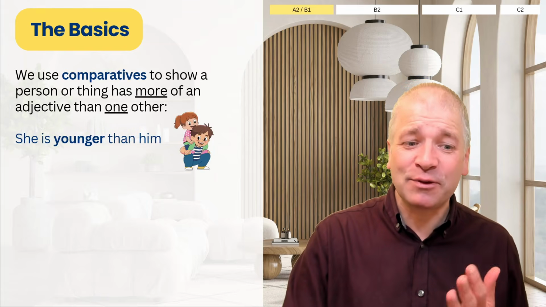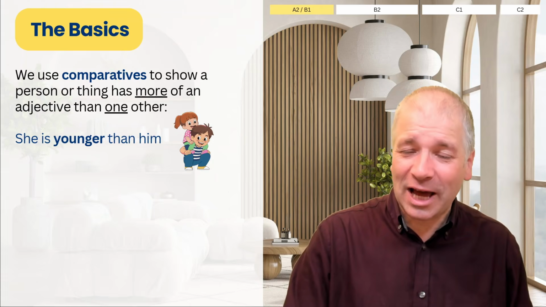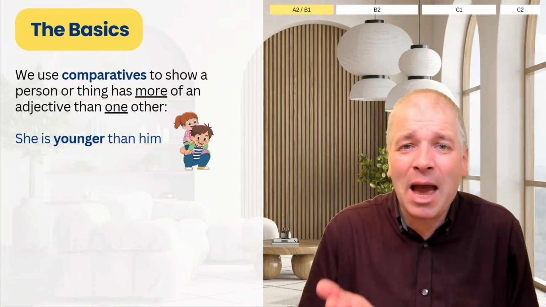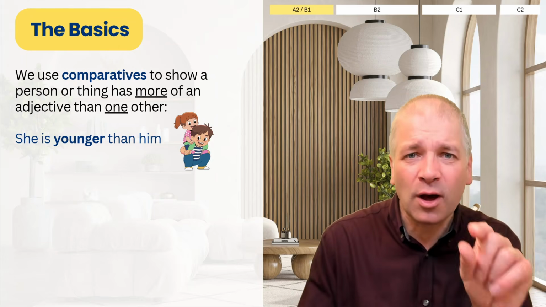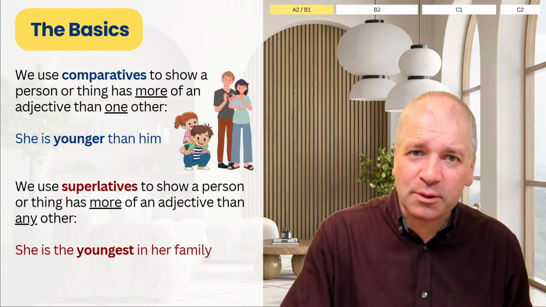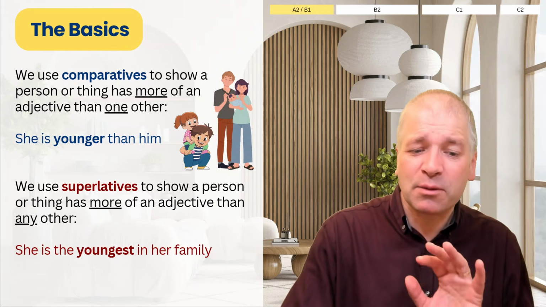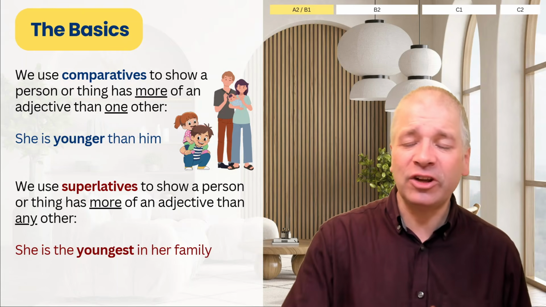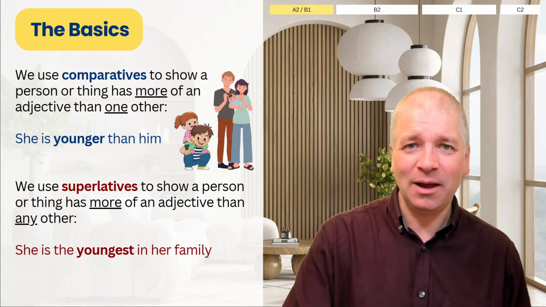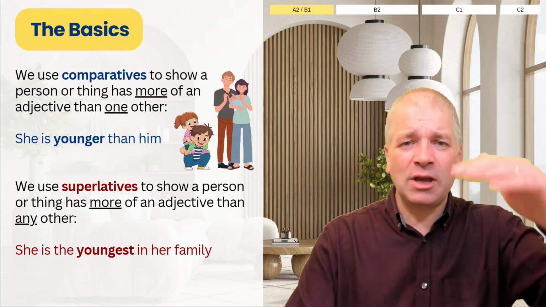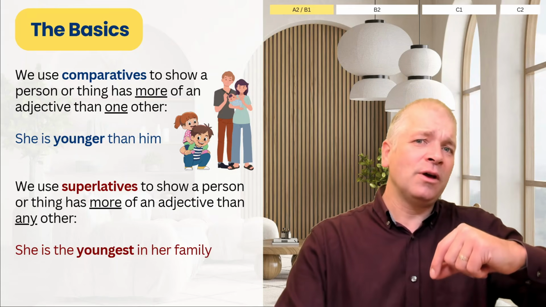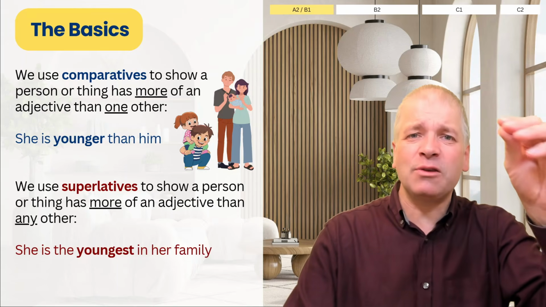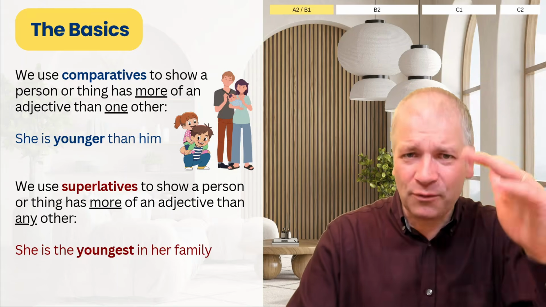We use comparatives to show a person or thing has more of an adjective than one other. So if I say she is younger than him, she may be 2, he may be 3. Young applies more to her than him. But we use superlatives to show a person or thing has more of an adjective than any other. So now we have 4 people in the picture. She is the youngest in her family. That means if you rank them 1, 2, 3, 4, and the person with the fewest years goes at number 1, she would be number 1 because she is the youngest out of all of them. All of the others are older.